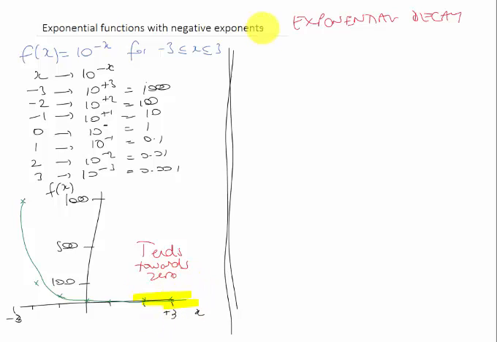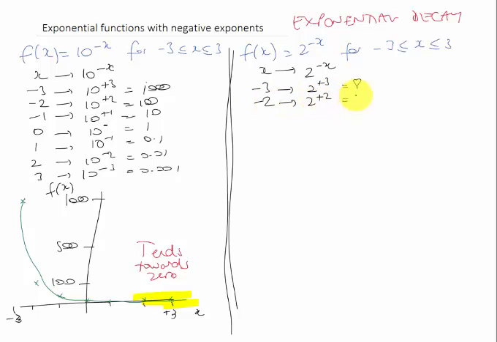Right, now a second example. How about 2 to the power minus x? So for that same set of numbers, for every x we get 2 to the power minus x. So minus 3 gives us 2 to the power plus 3, which is 8. Minus 2 gives us 2 to the power plus 2, which is 4. Minus 1, 2 to the power plus 1, 2.